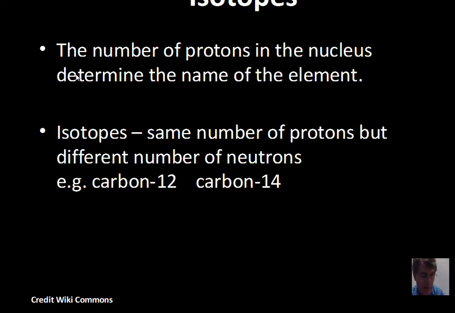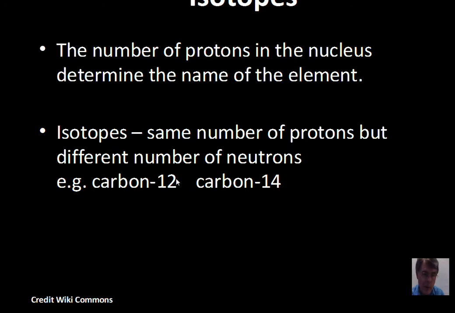So hydrogen has 1 proton, helium has 2 protons, carbon has 6 protons, nitrogen has 7 protons, uranium has 92 protons. So the number of protons gives us the name of the element. You probably have heard about isotopes, especially radioactive isotopes. Not all isotopes are radioactive, but isotopes do have this property. Isotopes of the same element will have the same number of protons, but the number of neutrons is different.